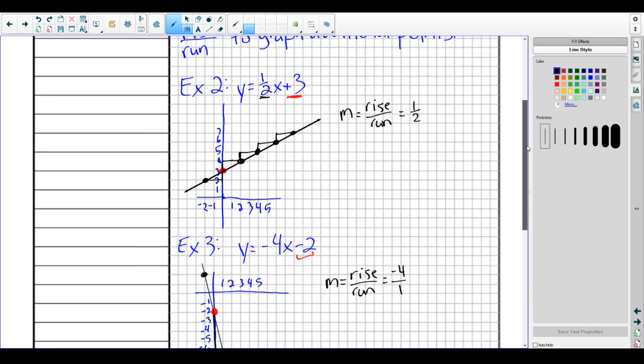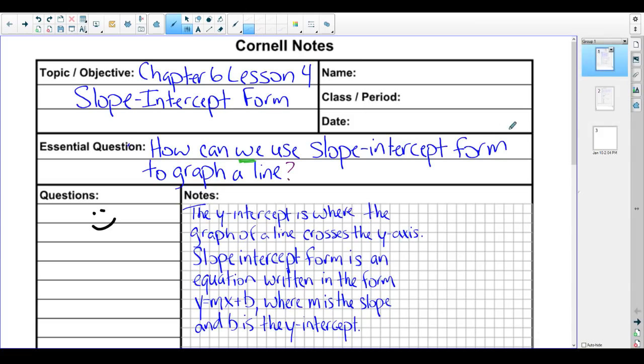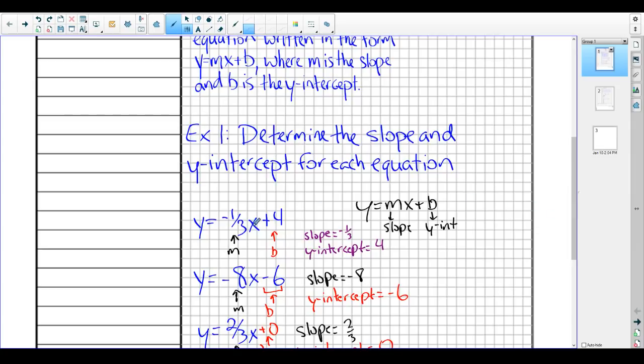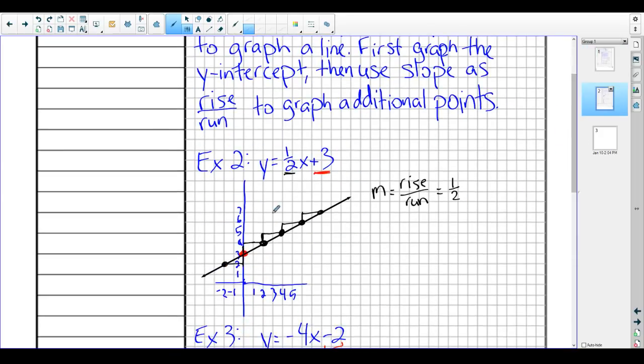And then our question. So the back side of the paper was all about using slope-intercept form to graph things. And our front half was about identifying slope and intercept. Should have one question on the front about identifying slope and y-intercept, and something about the back about how that relates to graphing equations.